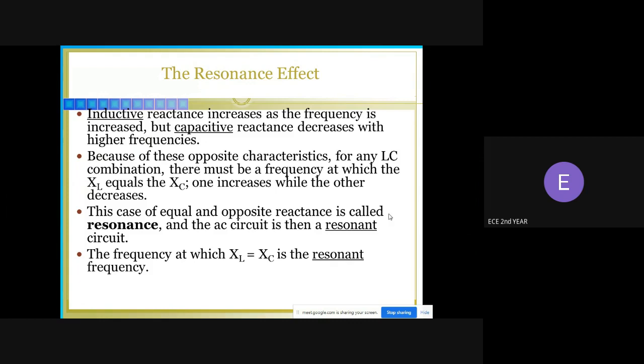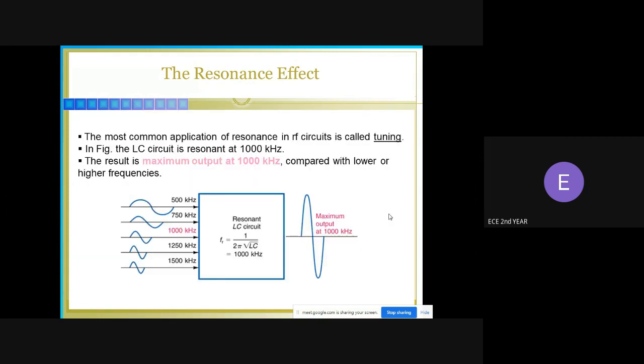At that time, the circuit acts as a purely resistive circuit. That means the power factor of the circuit at that time is unity.